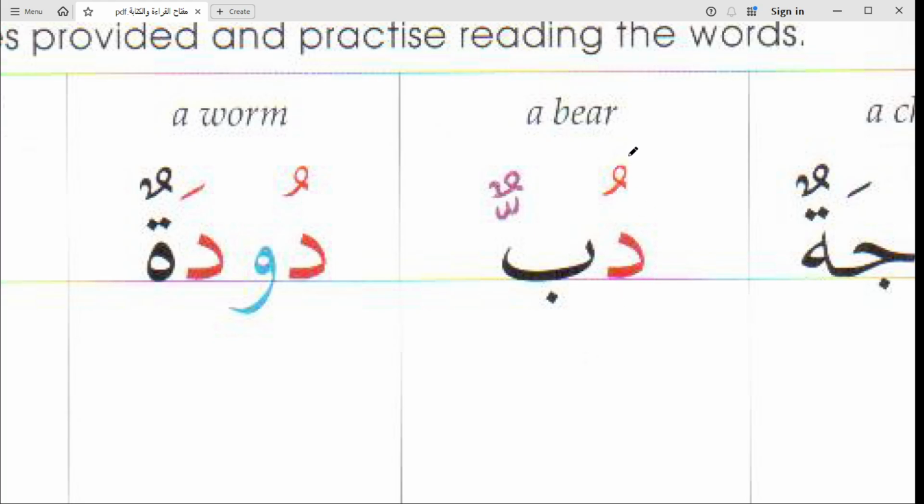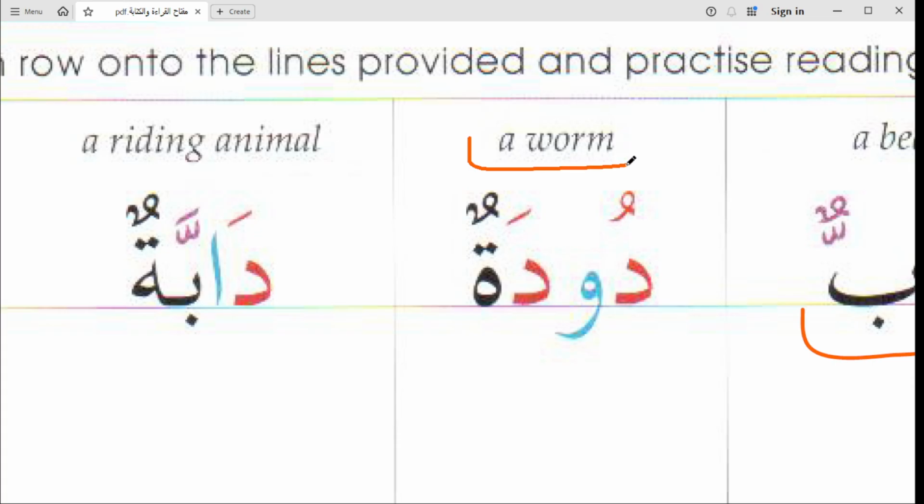Alright? If I'm going to merge the two sounds together, it's do, bun. If I'm going to make the merge faster, dubbun, dubbun. So this combination of sounds, dubbun, means a bear in Arabic. Alright? So dubbun. Let's go to the next one. How do I say a worm in Arabic?